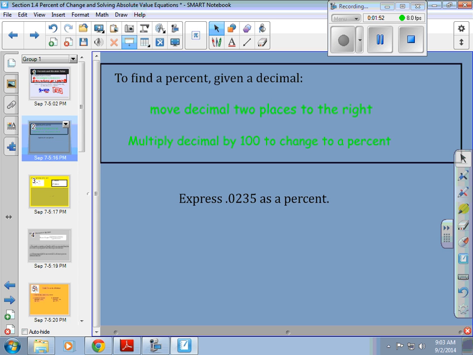Okay. Once again, let's look at an example. It says express 0.0235 as a percent. Once again, take it, move it 2 places to the right. So this is really 2.35%.